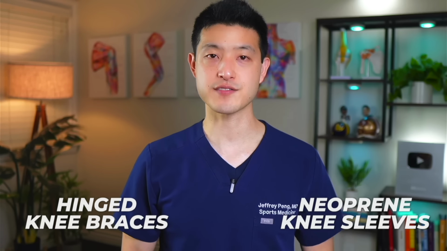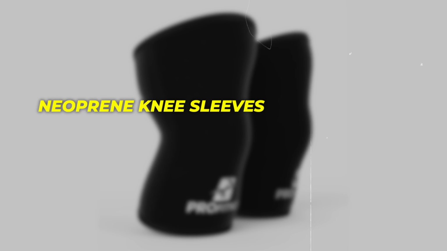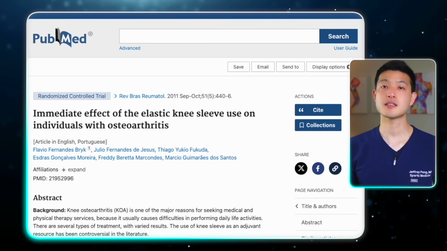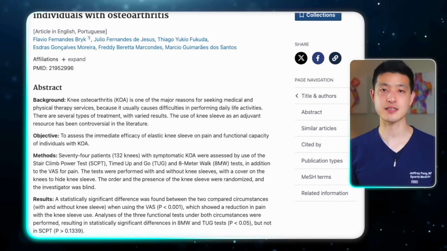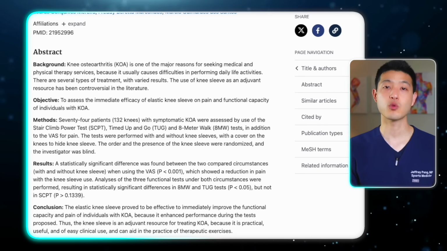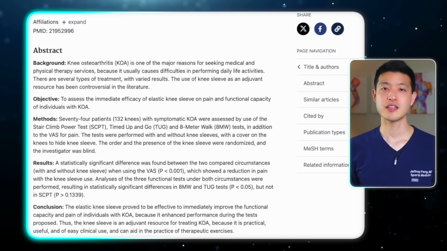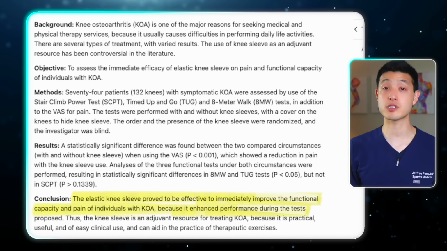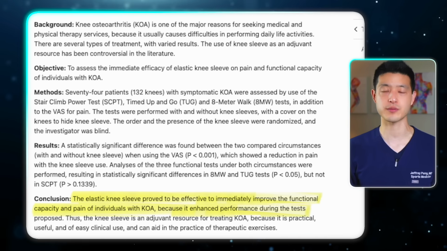Okay, so what about the other types of braces? Hinged knee braces and neoprene knee sleeves are more convenient and less intrusive for daily activities. Some small studies have shown that neoprene knee sleeves can help with gait and balance in people with knee osteoarthritis. For example, this study compared pain and functional tests in people with knee osteoarthritis with and without a knee brace. They found that a simple elastic knee sleeve was highly effective at reducing pain and improving functional metrics.